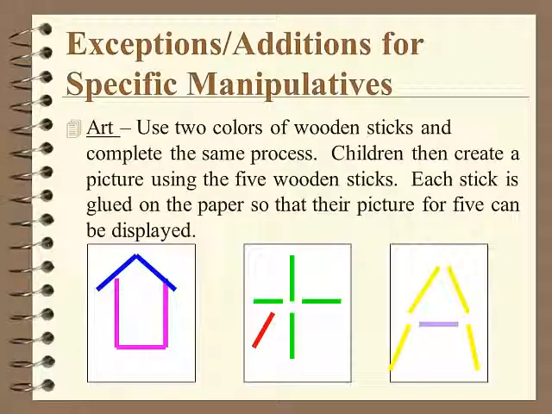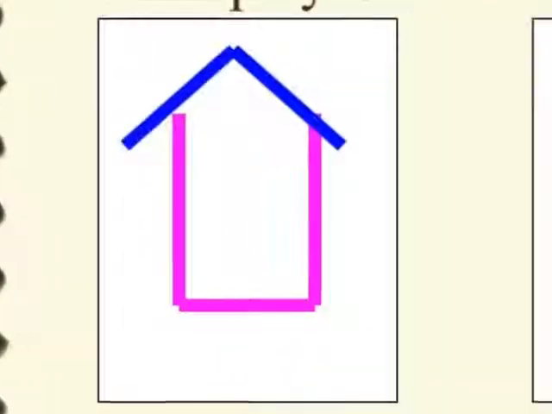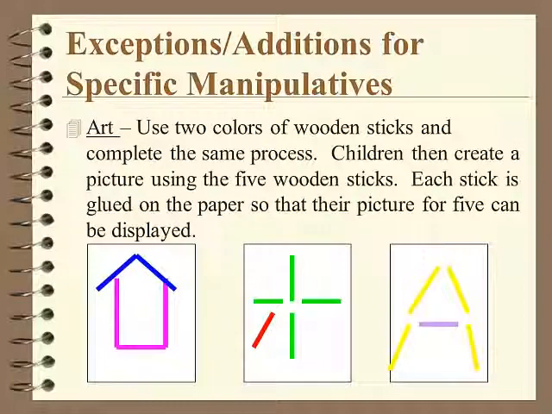Ideas for art. Always use 2 colors of wood sticks and complete the same process. The children create artwork with 5 wooden sticks. We can see the example displayed on this slide where you can create your own. Please display the student work on Classroom.